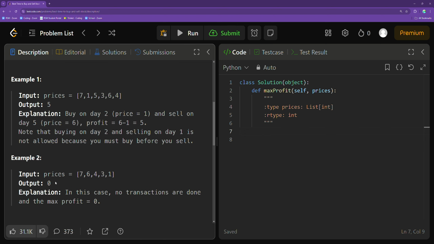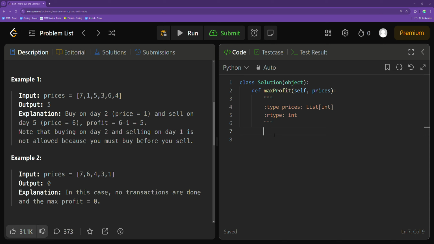And for example 2, we have prices at 7, 6, 4, 3, and 1. As we can see, this is clearly descending, meaning we'll never have an actual profit when we purchase and then try to sell it again. And so in this case, no transactions are done, and the max profit is going to be 0. We can purchase whenever we want, but we cannot sell to make an actual profit.